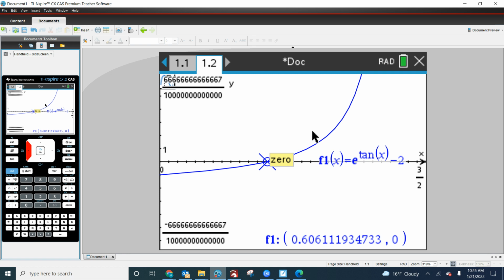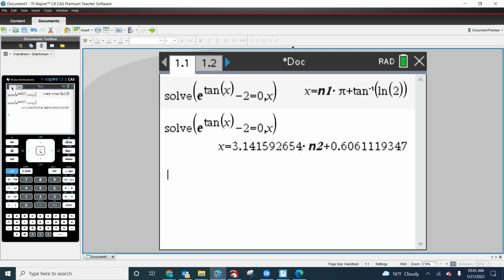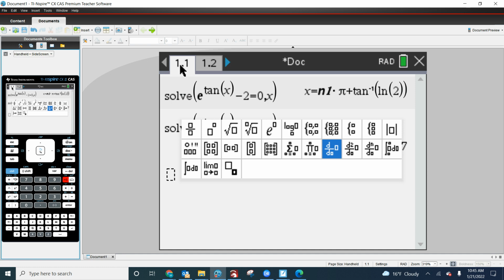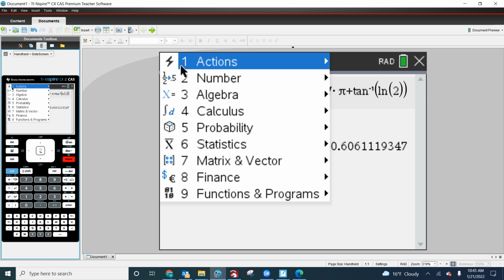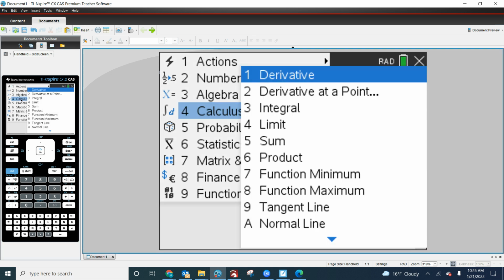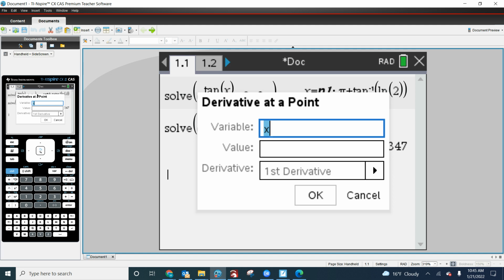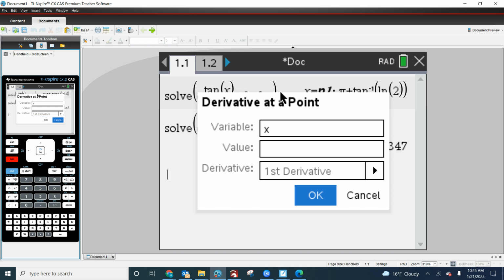My graph, my calculator, it's called F1. I'm going to go back here. Okay. I'm going to do the derivative. I'm going to show you a new feature right now. All right. I could take the derivative, get a function of x, and then plug in 0.606. That's one option. Another one is menu, calculus, derivative at a point. Here's what it's going to ask me. What's your variable, x? What's the value?